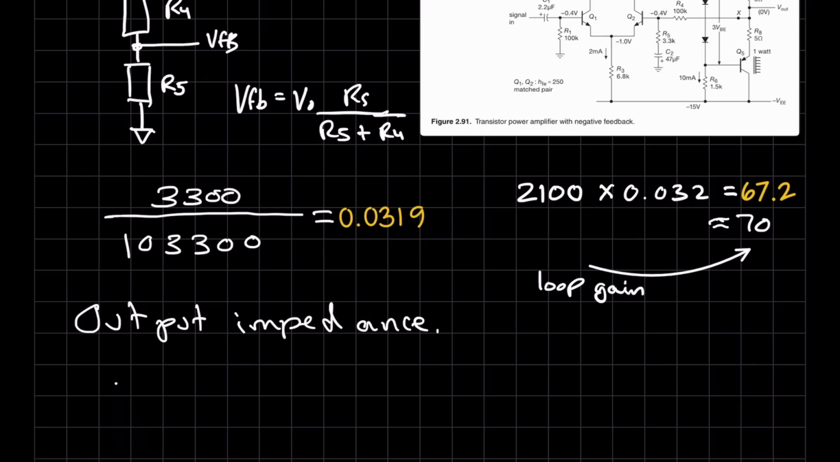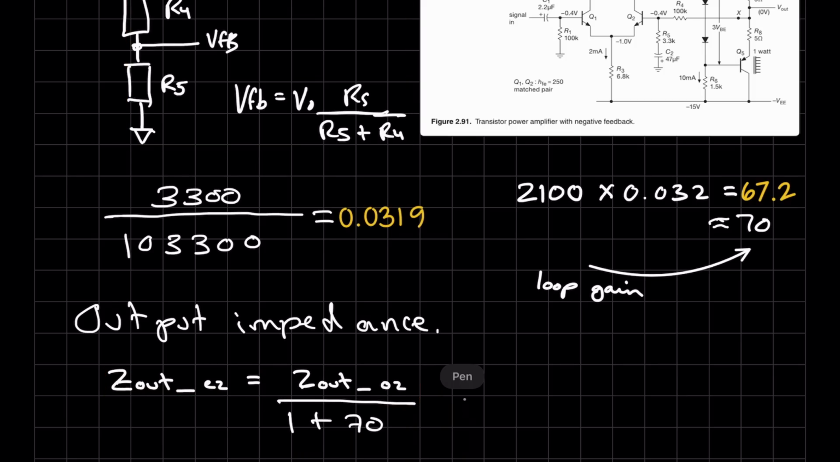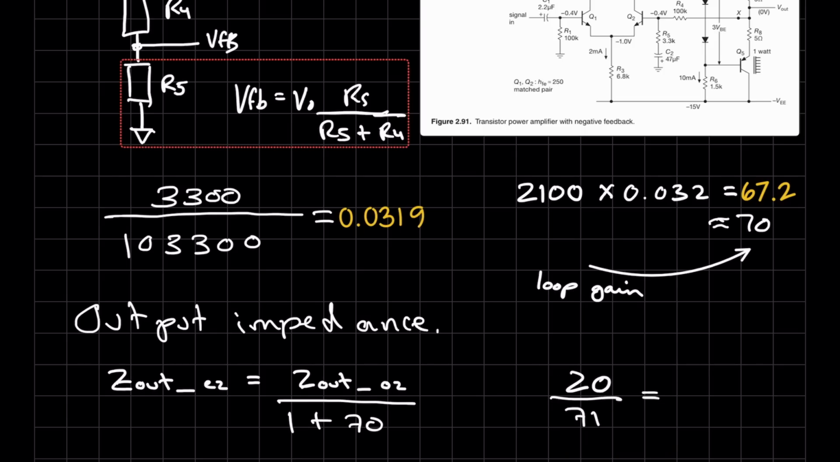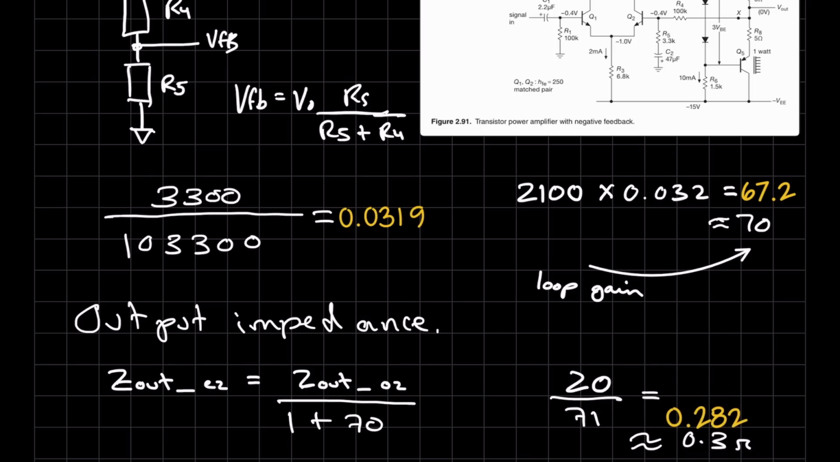So our output impedance is going to be equal to, so Z out CL is equal to Z out OL divided by 1 plus 70. Now our Z out was equal to roughly 20 ohms. If we divide that by 71, we get an output impedance of 0.28 ohms. So that's roughly 0.3 ohms, which matches up with what the book has.